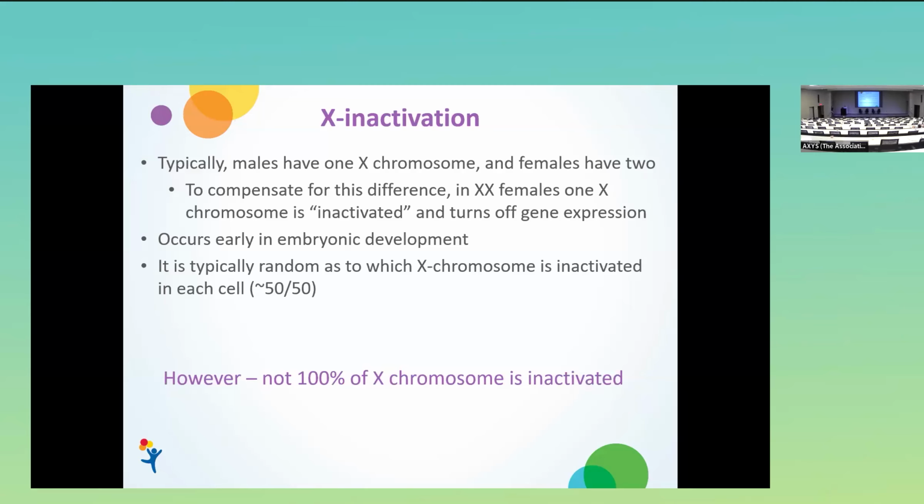So that second X chromosome gets inactivated so that genetically it's somewhat balanced. It's a random process which X chromosome is inactivated, and it happens early in embryonic development. However, not 100% of that inactivated X chromosome is actually turned off.